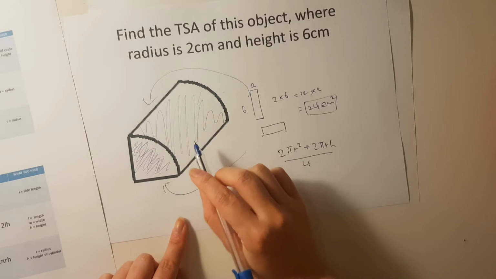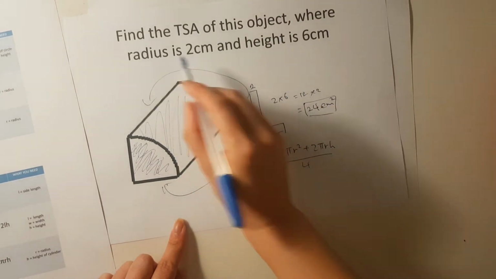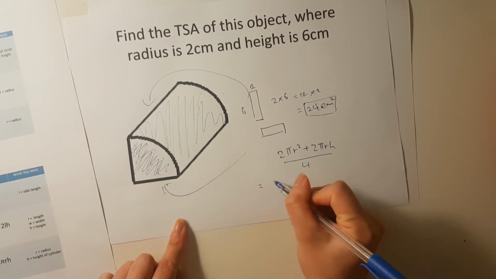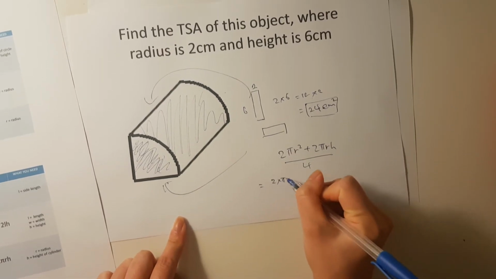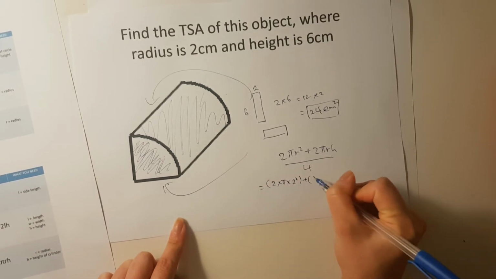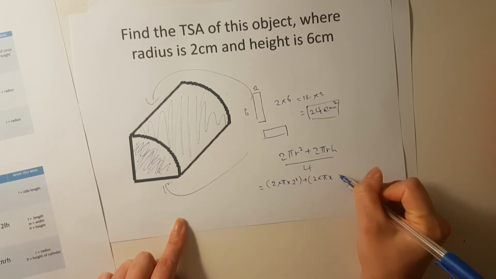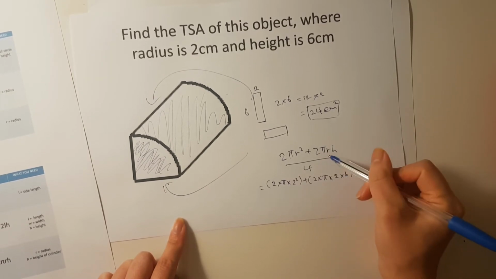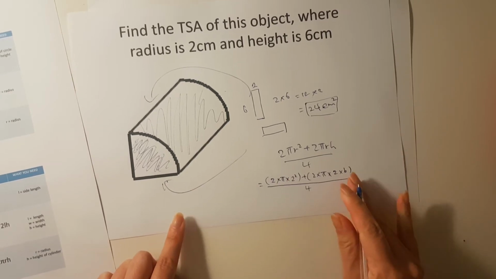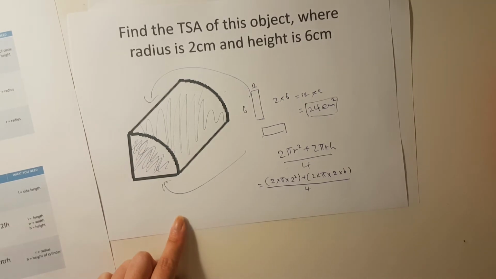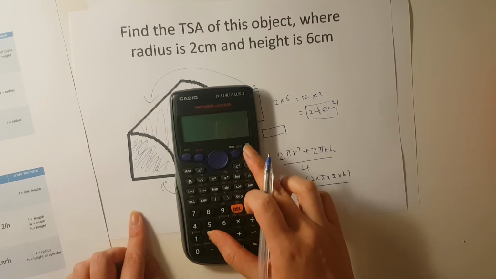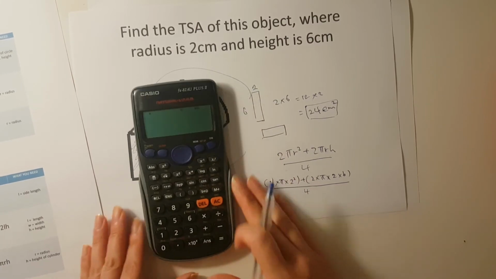So now we're going to plug in what we know into this formula. The radius is 2 and the height of the object is 6. So let's just put it all in. 2 times pi times 2 squared plus 2 times pi times 2 times 6. So just putting the values for r and h in. Make sure we divide it by 4 at the end in order to get the surface area of the curved face and the 2 quarters of the circle of the cylinder. So let's put it in.